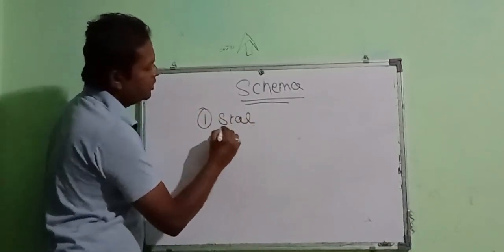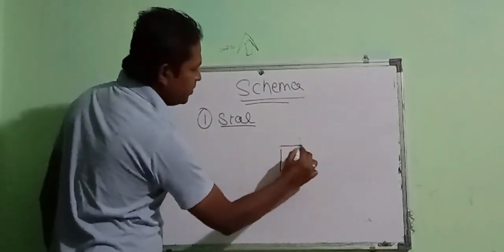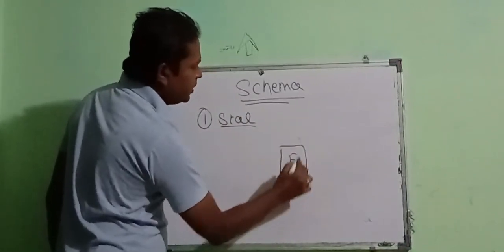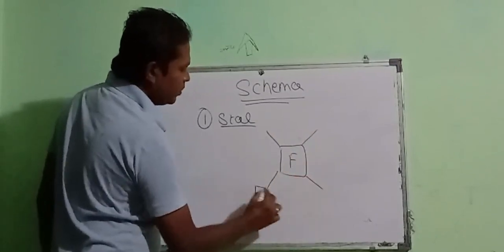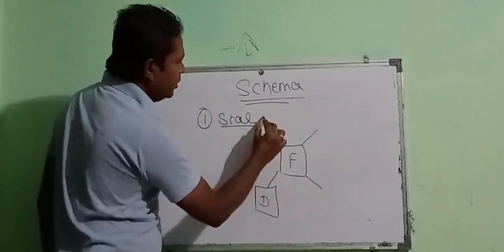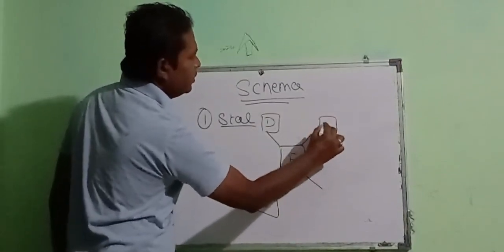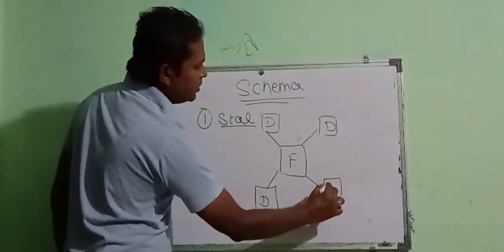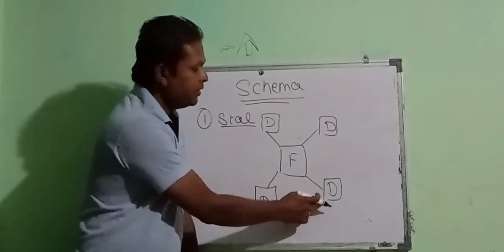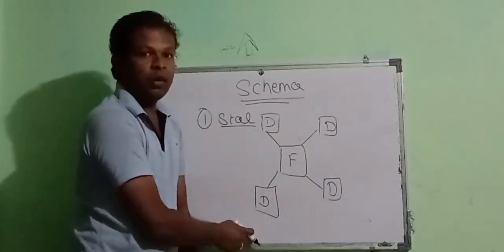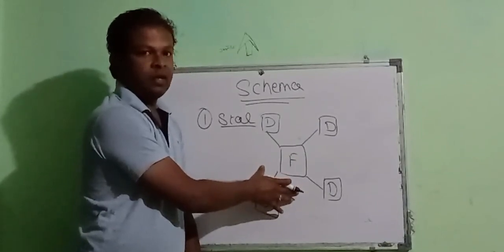So this is star schema. What is exactly the star schema here? Star schema is nothing but a centrally located fact table surrounded by dimension tables. These are the dimension tables. You can see the fact table is centrally located and surrounded by the dimensions. This is called star schema because it looks like a star.